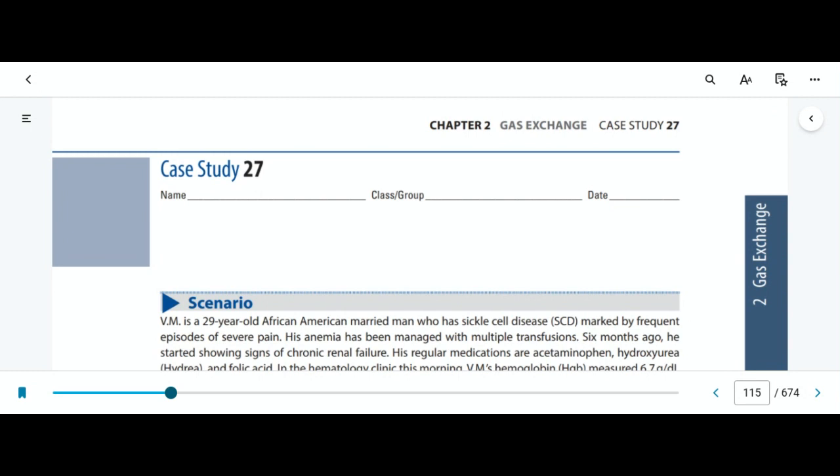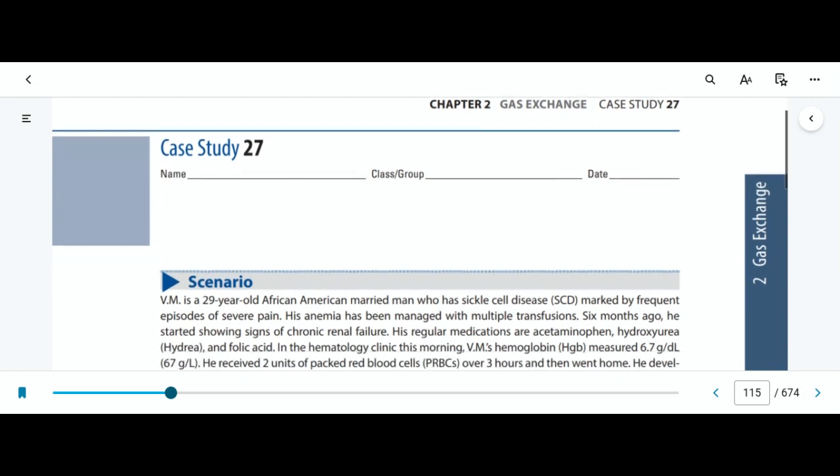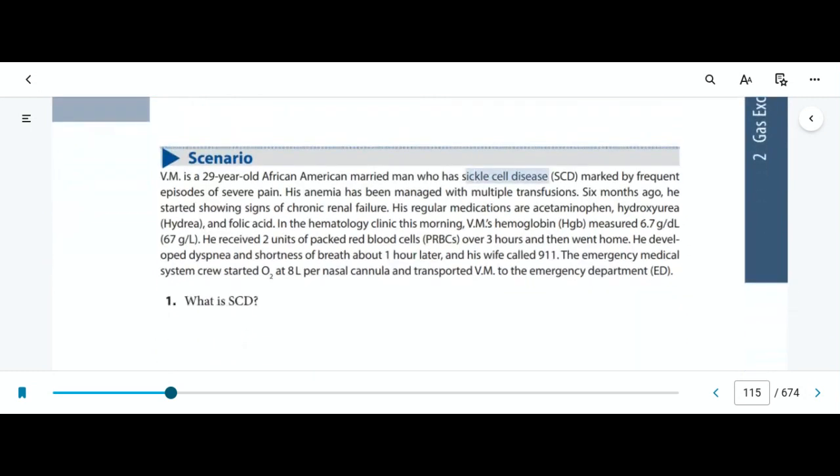All right, this is a good one. So VM is a 29-year-old African American married man who has sickle cell disease, marked by frequent episodes of severe pain. Because remember, sickle cell is characterized by these episodes of severe pain. His anemia has been managed with multiple transfusions. 6 months ago, he started showing signs of chronic renal failure. His regular medications are acetaminophen, hydroxyurea, and folic acid.